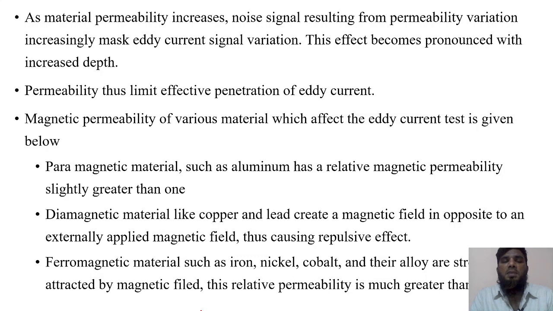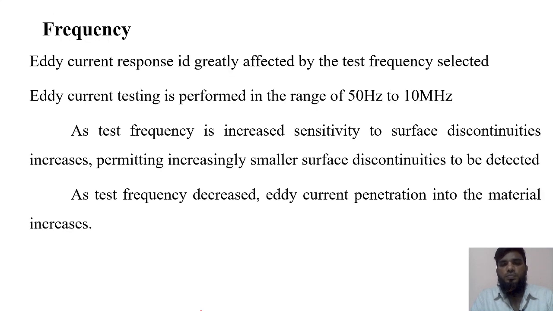Okay, the magnetic permeability of various materials which affects the eddy current test is given below. That is, paramagnetic materials such as aluminum have a relative magnetic permeability slightly greater than 1. Diamagnetic substances will have less than 1, whereas ferromagnetic substances will have greater than 1. Okay, you have to remember that.